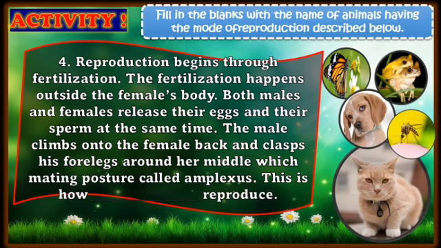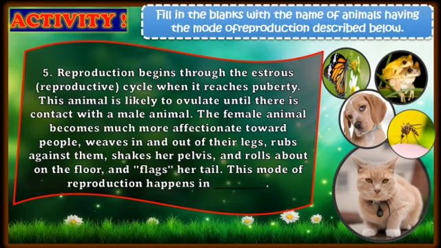This is frog. And then the last number, number 5. Reproduction begins through the estrus reproductive cycle when it reaches puberty. This animal is likely to ovulate until there is contact with a male animal. The female animal becomes much affectionate towards people, weaves in and out of their legs, rubs against them, shakes her pelvis, and rolls about on the floor and flags her tail. This mode of reproduction happens in dog.